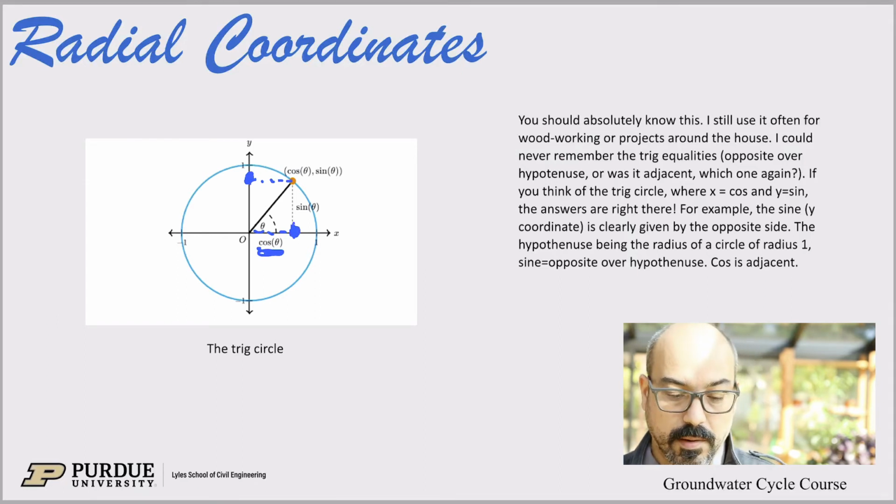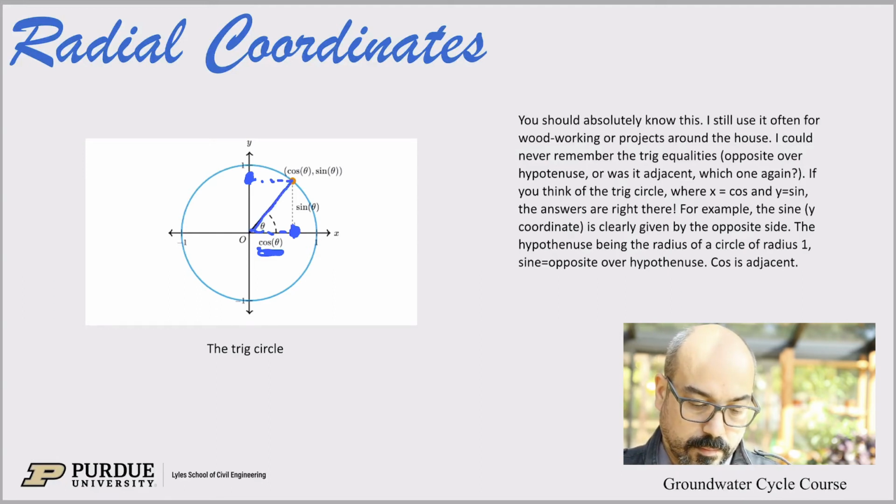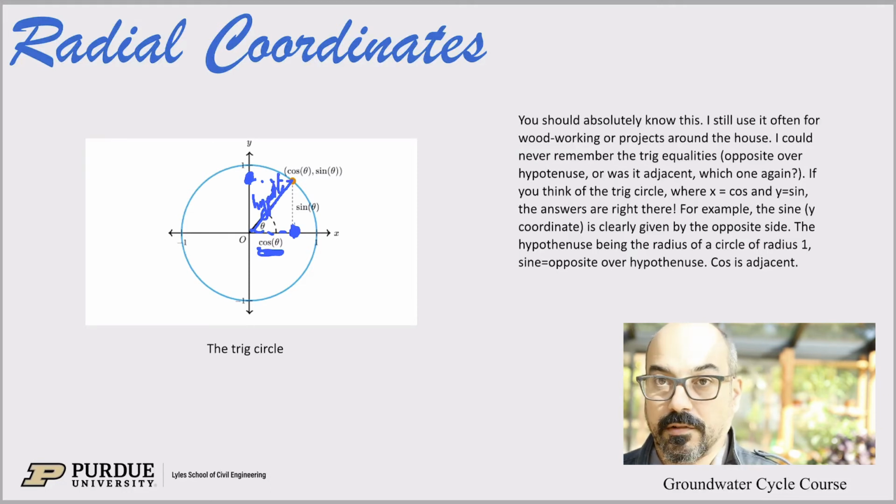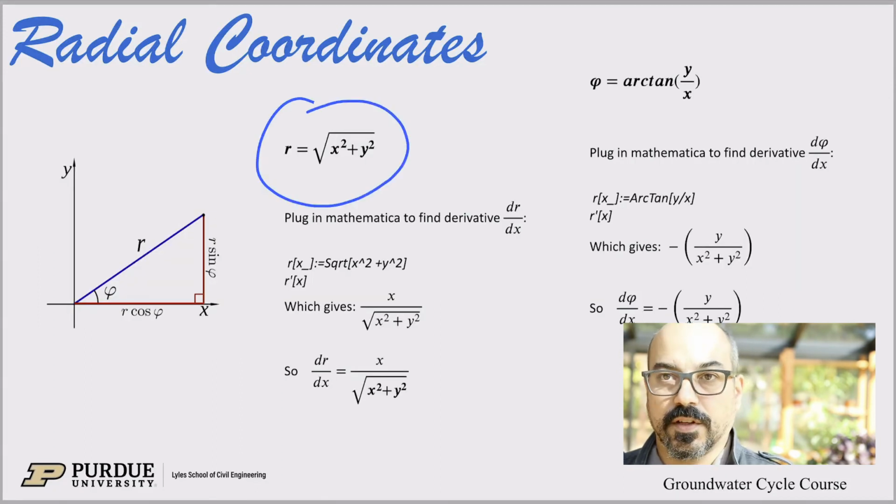So then it's easy to remember which side you divide, and of course this would be your hypotenuse, right? So then you can remember everything. So if you remember this trig circle, you can find anything you need from trigonometry. So cos is adjacent, right, to the angle here.